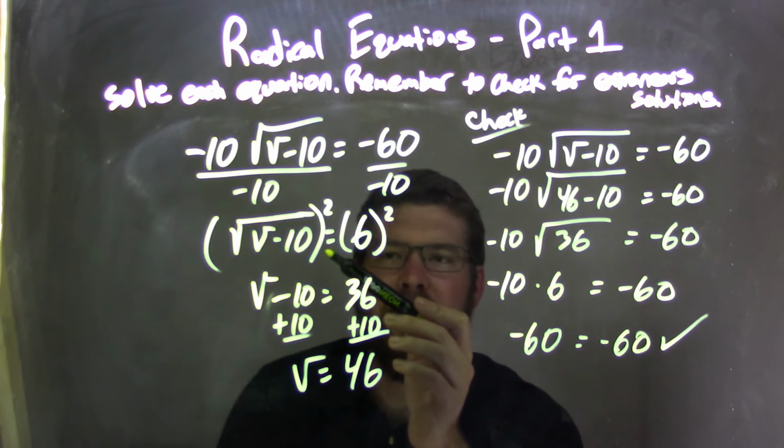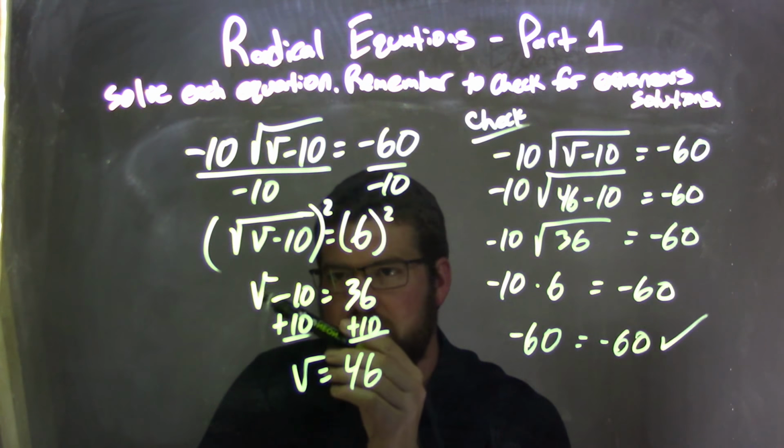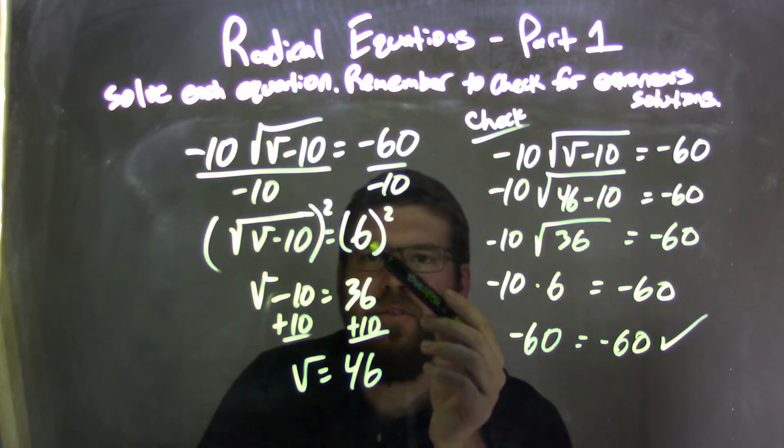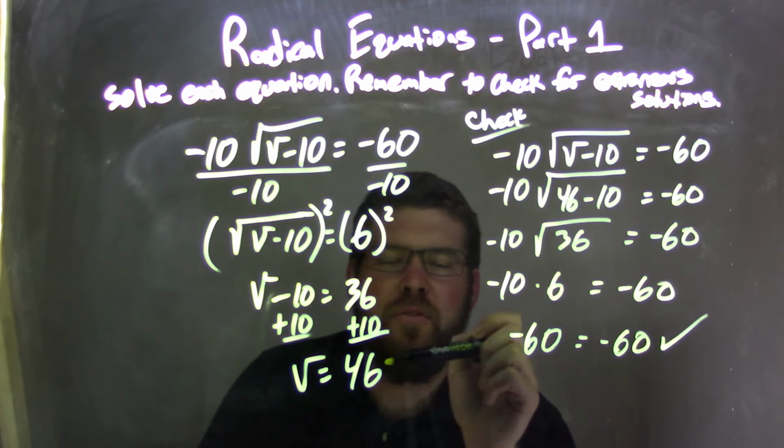The square root is by itself, so it's isolated, so I need to square both sides to eliminate it. I'm left with v minus 10 on the left equals 6 squared, which is 36, on the right. I then add 10 to both sides, giving me v equals 46.